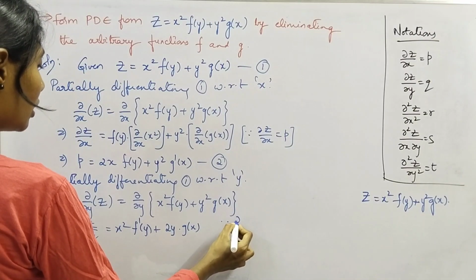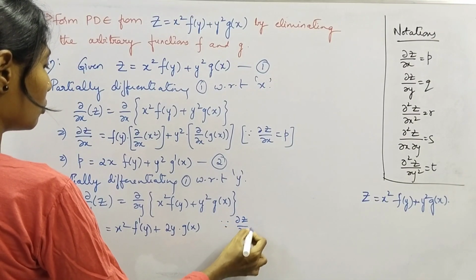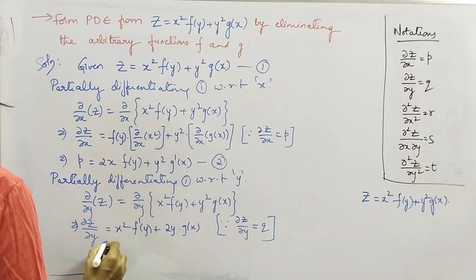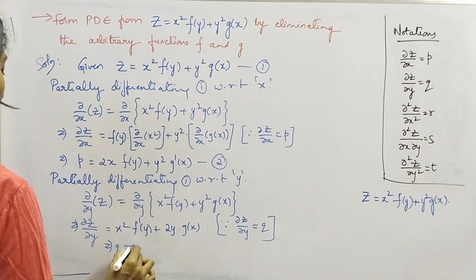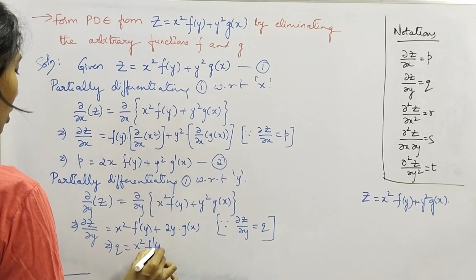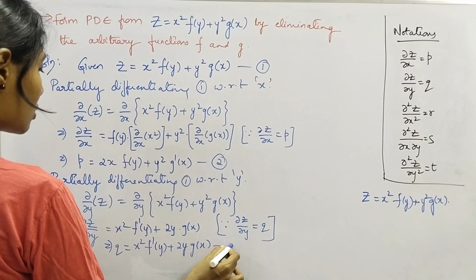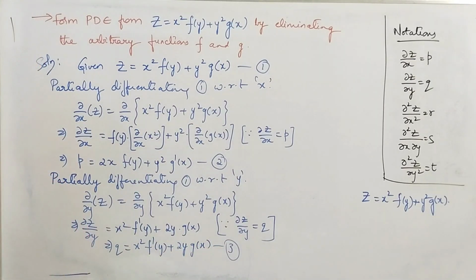And also we know that dou z by dou y can be replaced by the notation q, since dou z by dou y equal to q. So this gives us q equal to x square f dash of y plus 2y into g of x. Consider as equation number 3. Now we got the equation involving p and the equation involving q. Now let's find r and t, if necessary s.